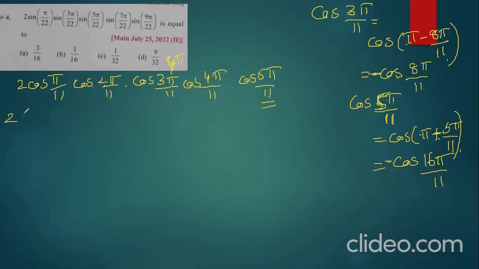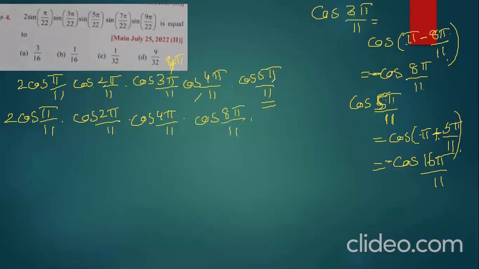Yeah, now what can I write? Cos pi by 11, okay? Cos 2 pi by 11, okay? And then cos 4 pi by 11, this one I am writing. Next, cos 3 pi is 8 pi, okay? Cos 8 pi by 11, and then this is cos 5 pi by 11 is 16 pi by 11, okay? Cos 16 pi by 11, okay? Like this we got.